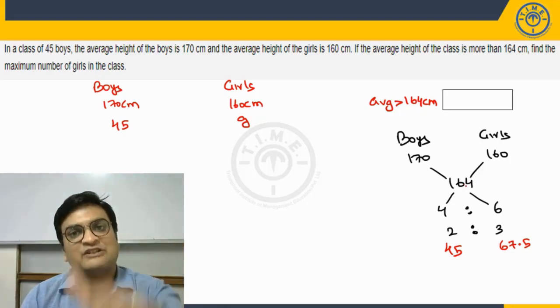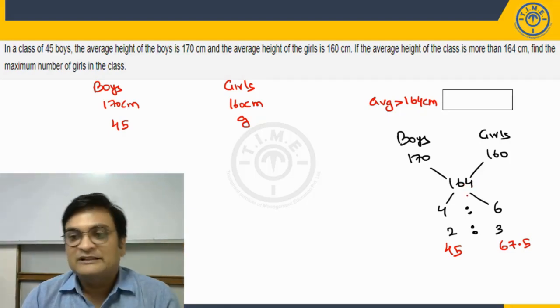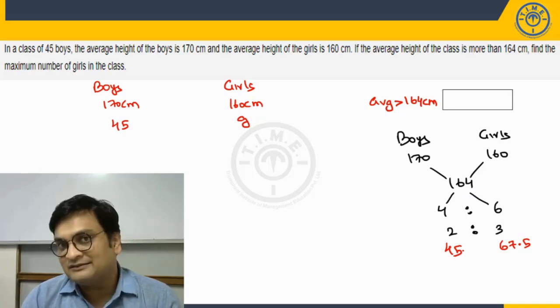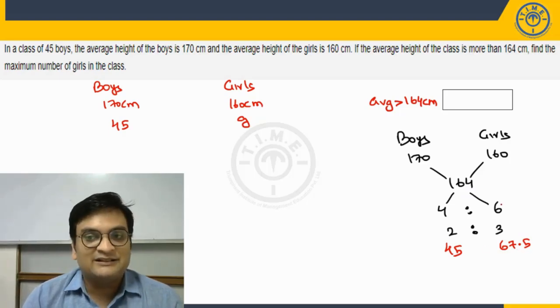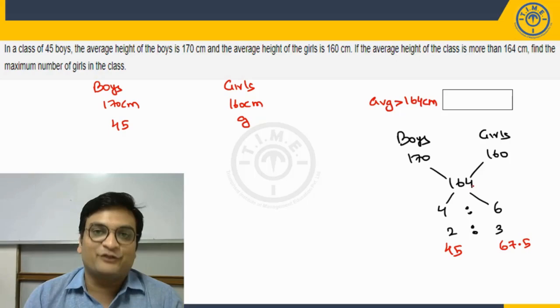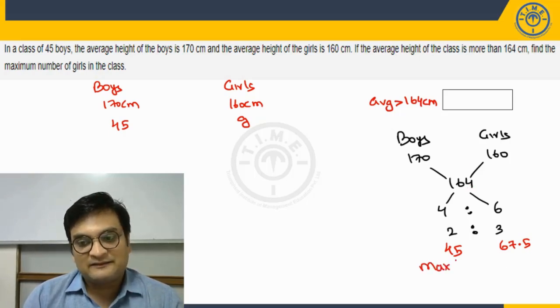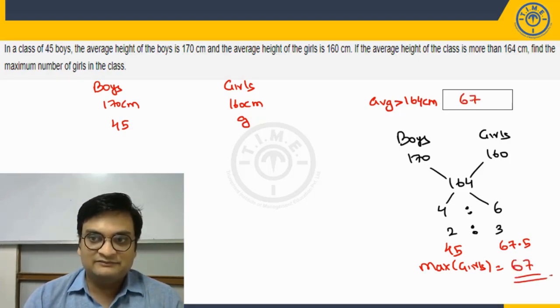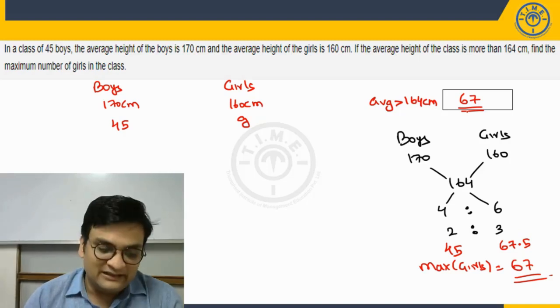It will go below 164. We don't want that to happen. Hence the number of girls has to be reduced. It cannot be 68, because if you put 68, the average is going to be less than 164. So the maximum number of girls, since you want to maximize it, will be slightly less than this, which is 67. Hence the answer for this question is 67.